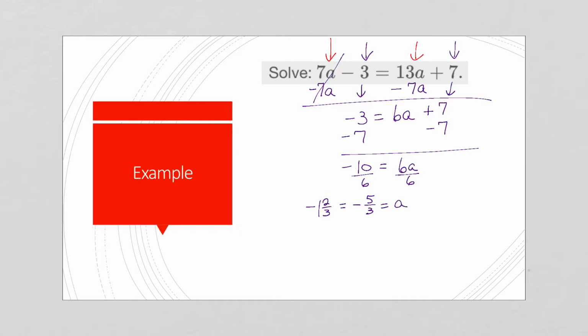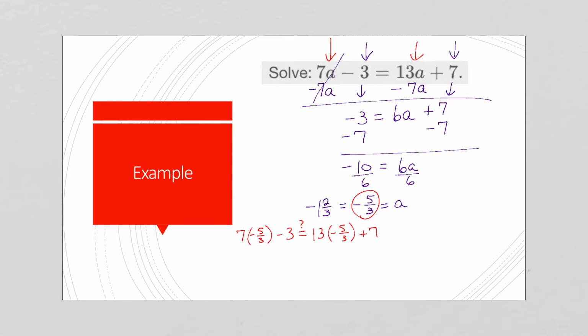And again, you can check your work. If I were checking my work, I want to use this one. It's so much easier to check with a mixed number than with an improper fraction, I think. Again, personal preference. So 7 times negative 5/3 minus 3, does that equal 13 times negative 5/3 plus 7? So, you know what? Because I can't stand dealing with fractions sometimes either, what I would do is I would grab my calculator.